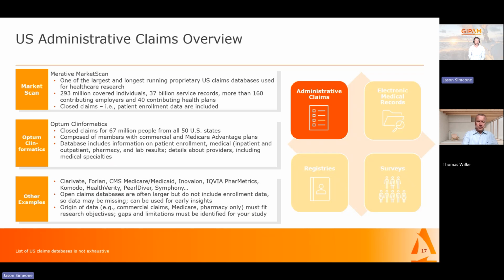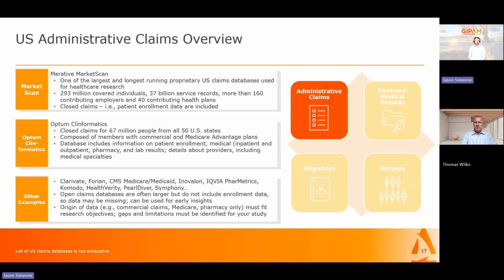Optum Clinformatics is another data source of claims that is used quite often in these types of studies, in RWE studies. It covers over 60 million people from all states. These plans are commercial plans as well as Medicare Advantage plans, which are employer-based plans that supplement traditional fee-for-service Medicare plans. These databases typically capture information like patient enrollment, information from all sectors across the healthcare system, including outpatient pharmacy, information about the providers themselves and other medical specialties.